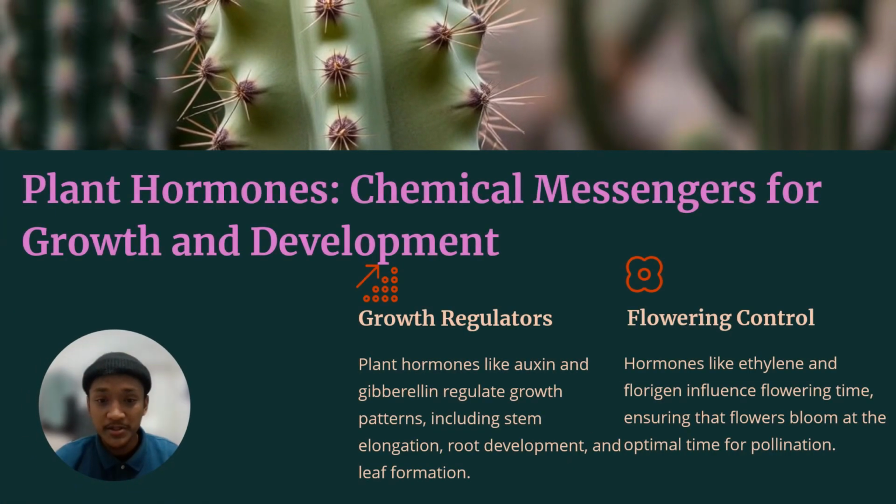Now for plant hormones, chemical messengers for growth and development. Growth regulation. Plant hormones like auxin and gibberellin regulate growth patterns, including stem elongation, root development, and leaf formation. For flowering control, hormones like ethylene and florigen influence flowering time, ensuring that flowers bloom at the optimal time for pollination.